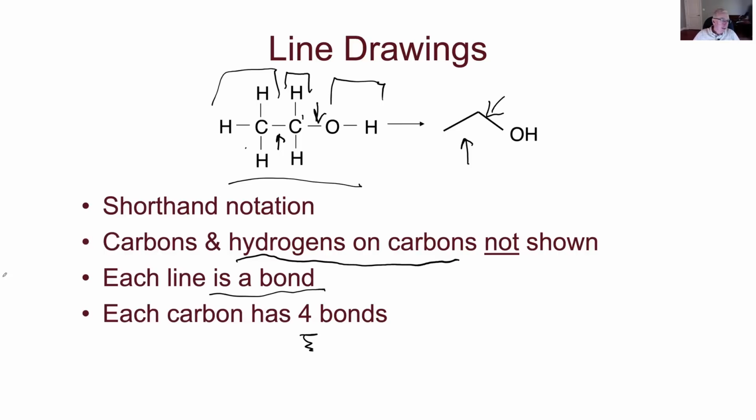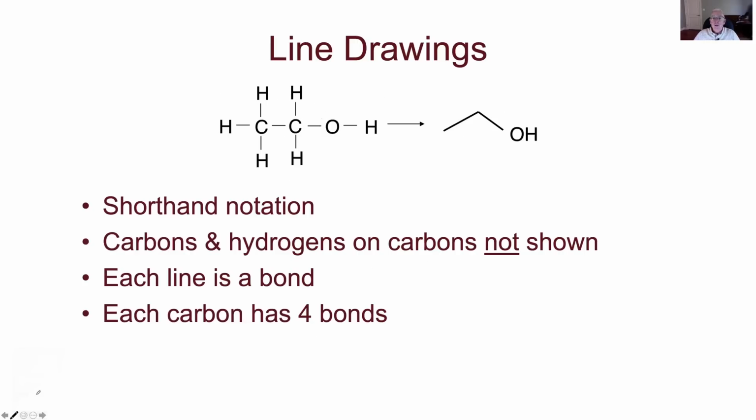All right, suppose I came across the figure over here and I wanted to decode it to make it into a formula. The way I'm going to do that is every place where there's a corner, an intersection of 2 or more lines, or an end of a line, I'm going to write a carbon. So I put a carbon there and I put a carbon there.